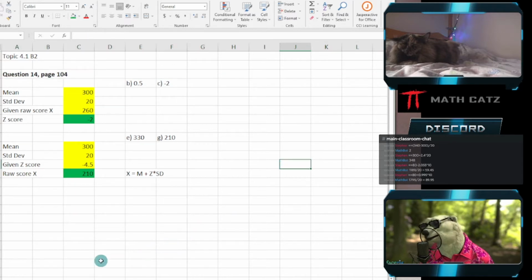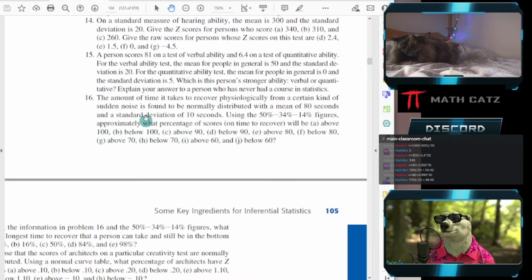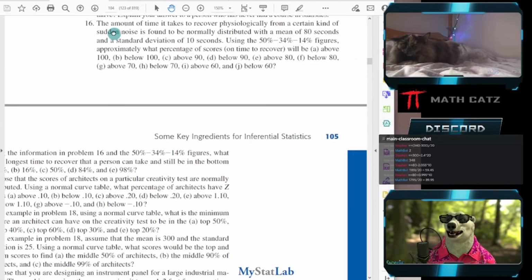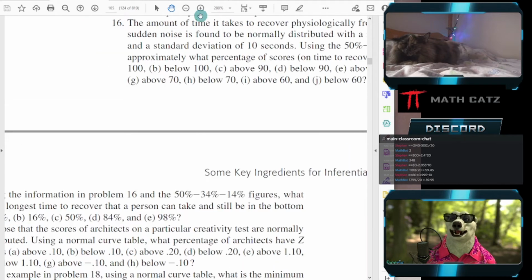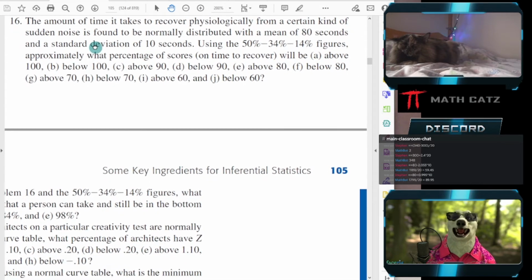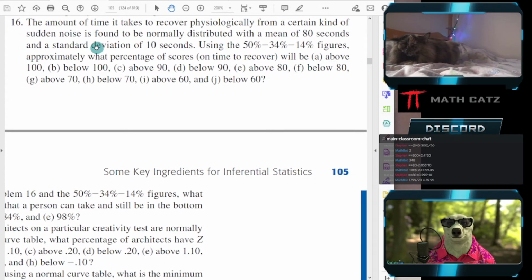Let's do question 16. And that's a little bit lower over here. Can we zoom in on this question? I think so. That looks pretty good.